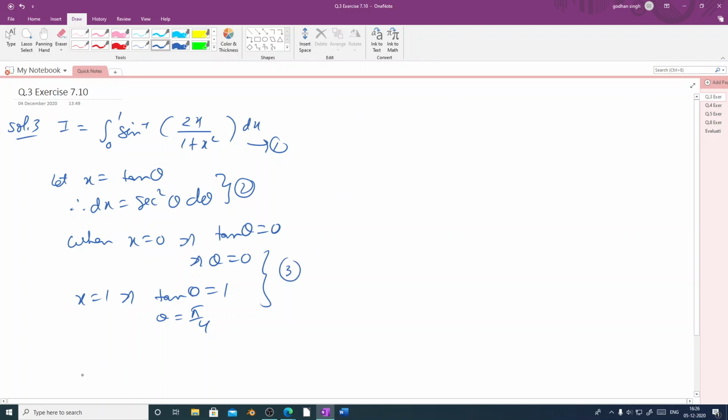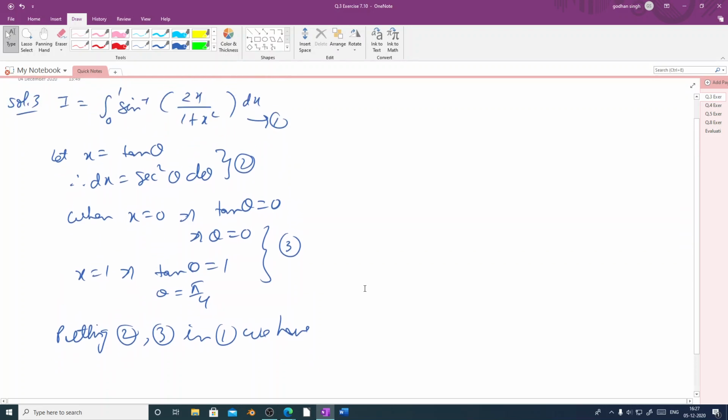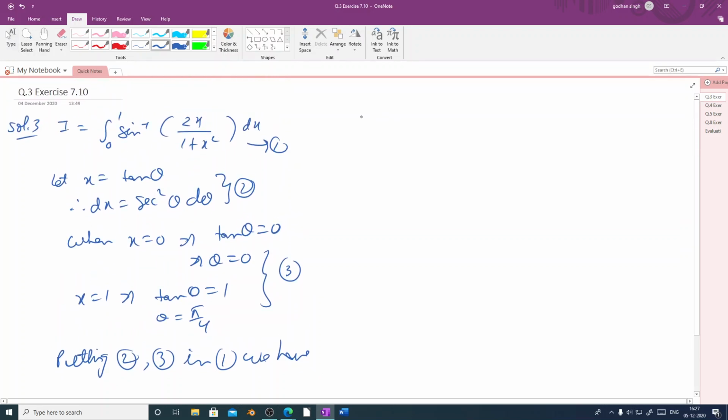So putting 2 and 3 in 1, let us see what we will have. I equal to integrating from 0 to pi by 4 sine inverse, this will become 2 tan theta over 1 plus tan square theta, and dx will become sec square theta d theta.